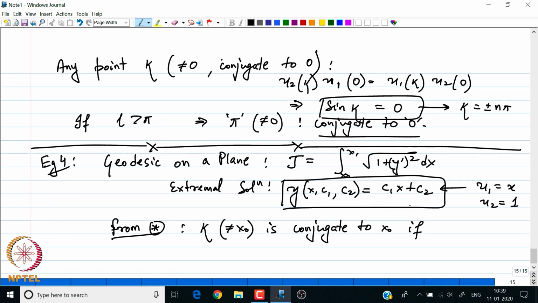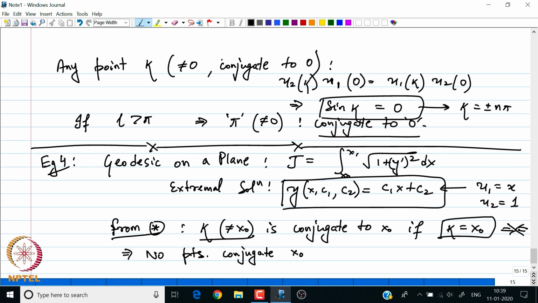If I use my starred condition, I will see that I quickly satisfy the conjugacy condition: kappa is equal to x0, the starred condition. But that is itself a contradiction, because we assumed that kappa is not equal to x0. Which means that no points are conjugate to x naught.